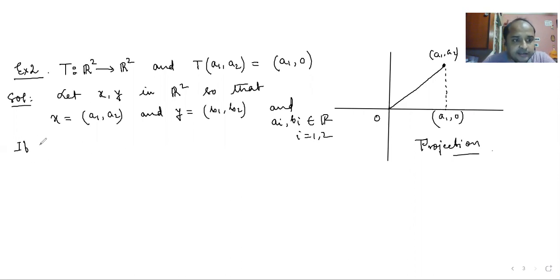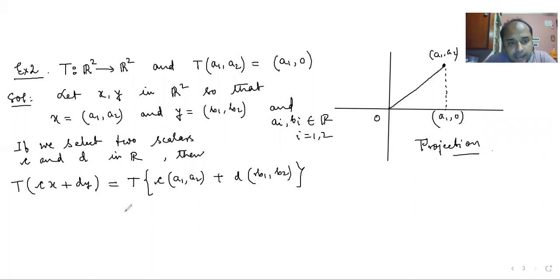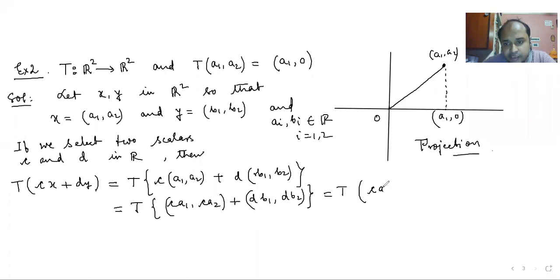Then if we select two scalars C and D in R, then T of Cx plus Dy will be equal to T of C into a1 comma a2 plus D into b1 comma b2, and we can write it as T of Ca1 comma Ca2 plus Db1 comma Db2, and then we can treat it as T of Ca1 plus Db1 comma Ca2 plus Db2.